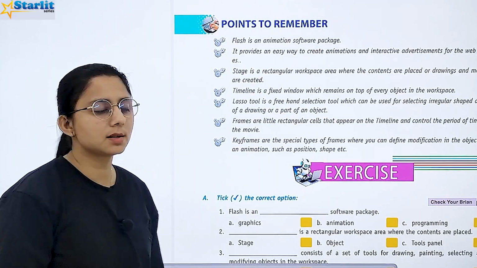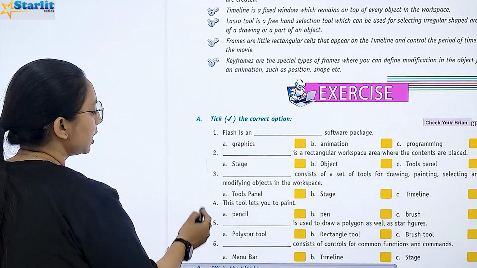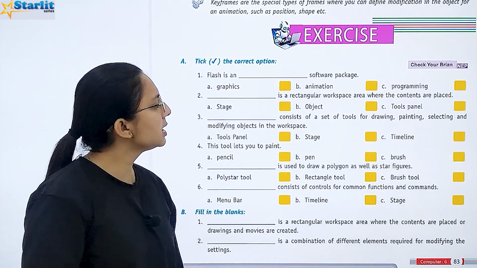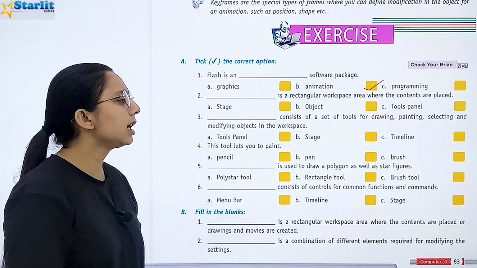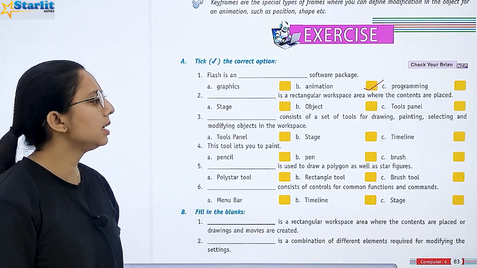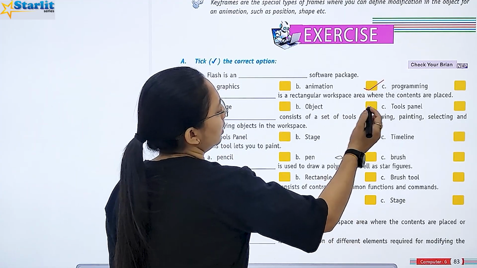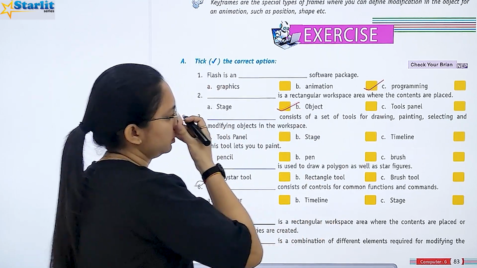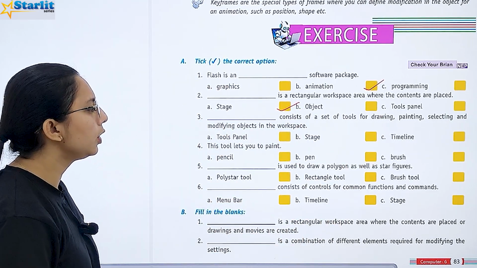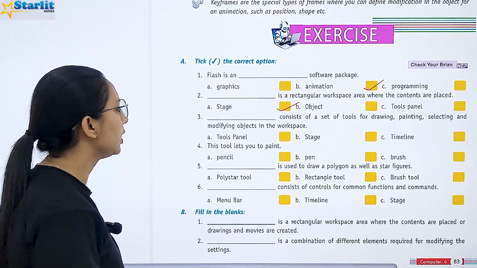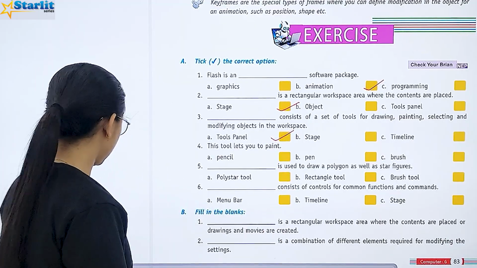Now let's move to the exercise. First is tick the correct option. Flash is an animation software package. Stage is a rectangular workspace area where the content are placed. Flash consists of a tool for drawing, painting and selecting, modify. That is tool panel.